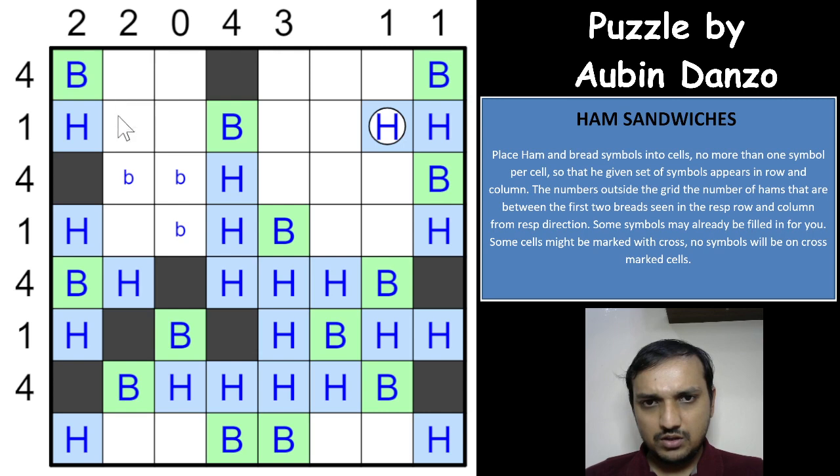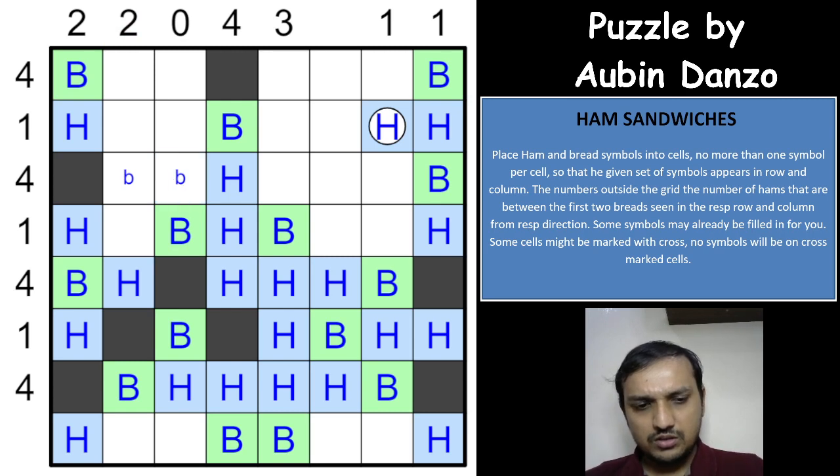Second B cannot be here. It can be here. It can be here. This is B. This is H. And this cell cannot be a B. Okay, for this row, where can a B be here? It cannot be here. It cannot be here. It cannot be here because of the two columns. So this would have to be a B here.